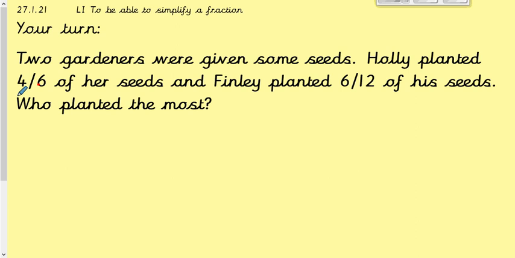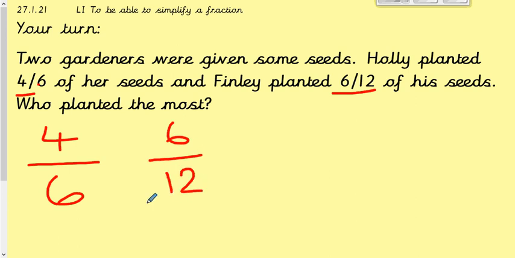So straight away, we know our key fractions are 4/6 and 6/12. Now we cannot compare them until they've got the same denominator. So how are we going to make 6 into 12? What do we need to do to that? What do we times it by to get to 12? 2.